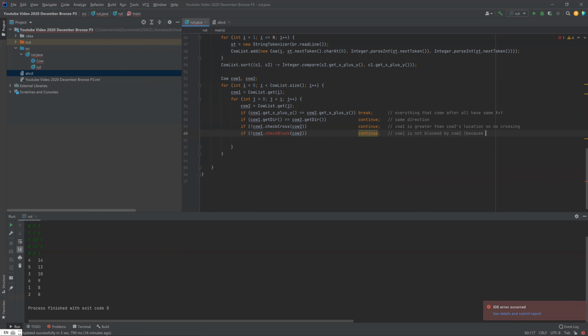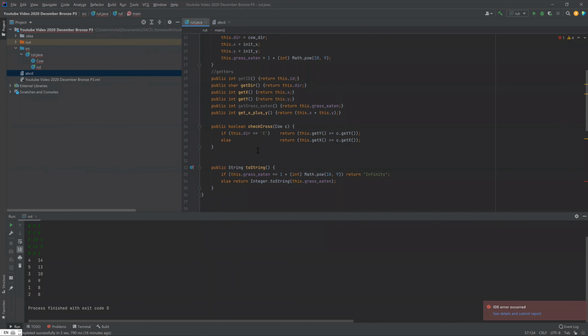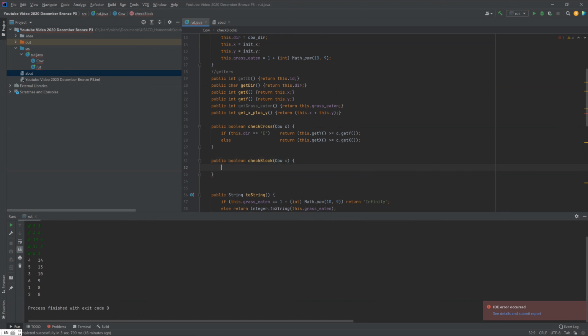And why is it not blocked? Because cow 2 is blocked by another cow. Okay, so now let's go program check block, right? And of course I have another cow. All right, so how will this logic work if I'm going east?